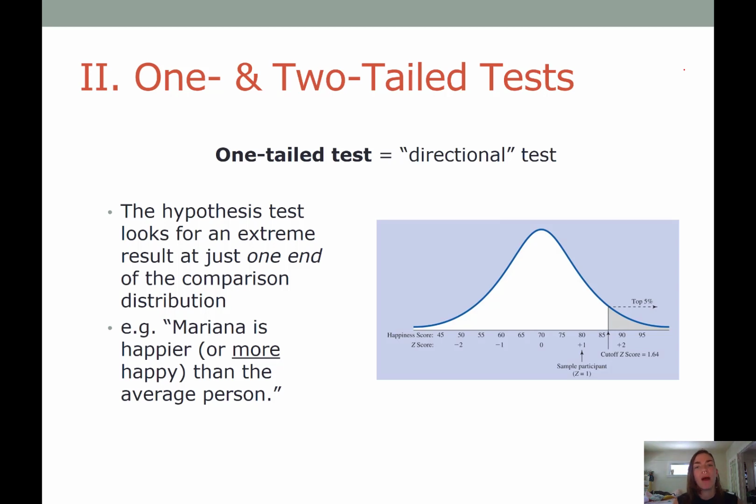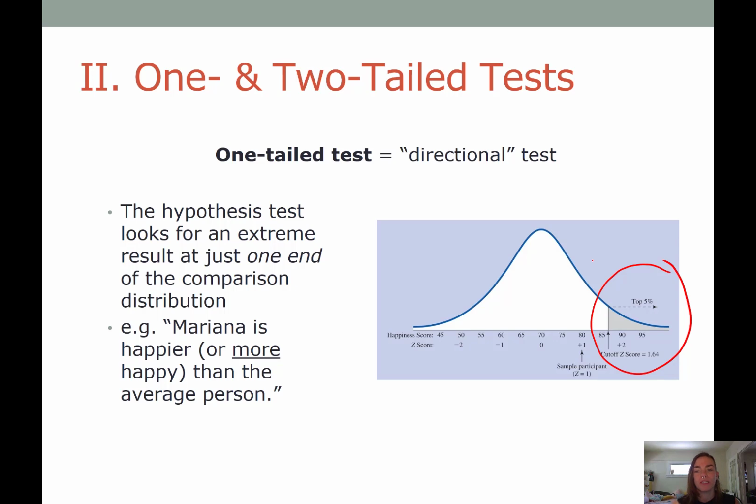So in hypothesis testing, we will be conducting either one-tailed or two-tailed tests. One-tailed tests are sometimes also called directional tests. And these are tests for which our hypothesis is set up in such a way that we are only interested in the effect in a single direction. So I'm only looking at one end of the comparison distribution. So if you look here, I'm only interested in a happiness score on the right side of this distribution, okay?